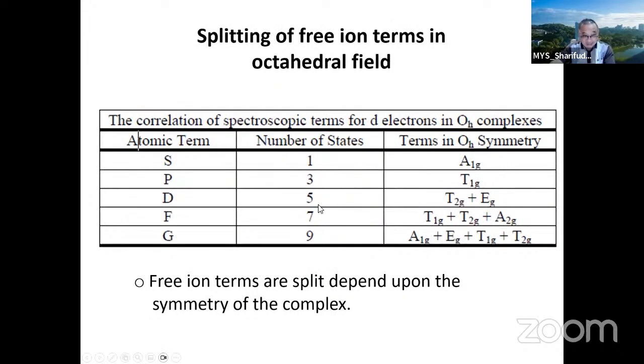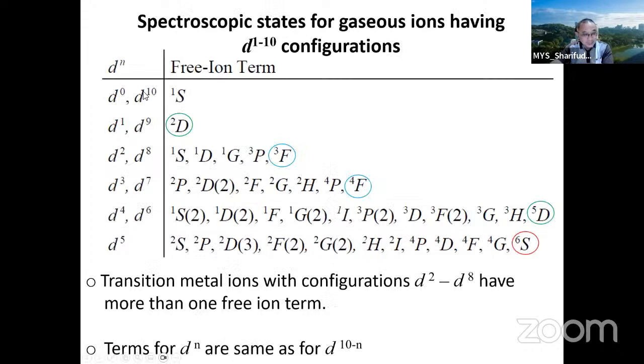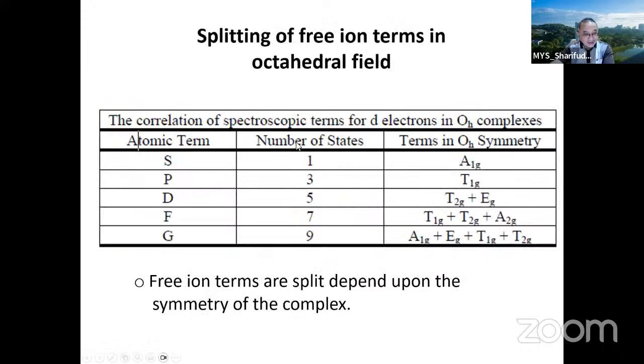So we have how the splitting is done, and we only look at the octahedral complex. If the term is S, for example a D10 ion, which is 1S, then the number of states is 1. There's only one state. So when the ligands approach in an octahedral manner, the only state that arises is A1g, totally symmetric. But if you're talking about the atomic term G, for example, in G there are 9 different states, right?